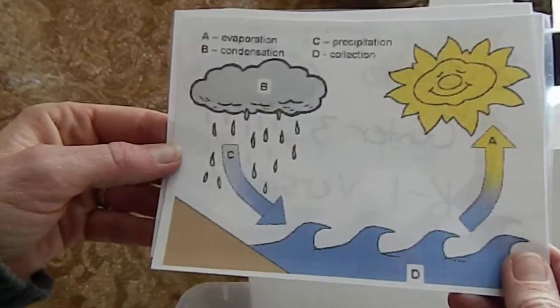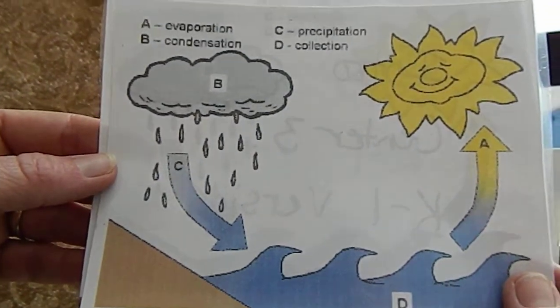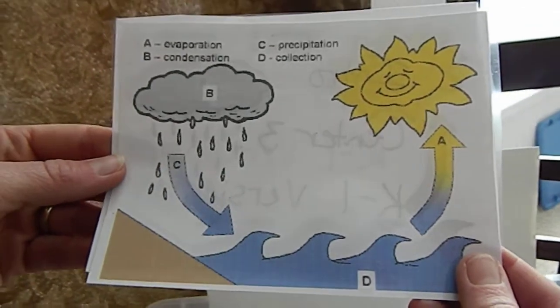And there's another simpler diagram for the littler kids. Evaporation, condensation, precipitation, and collection. They call it collection instead of accumulation.